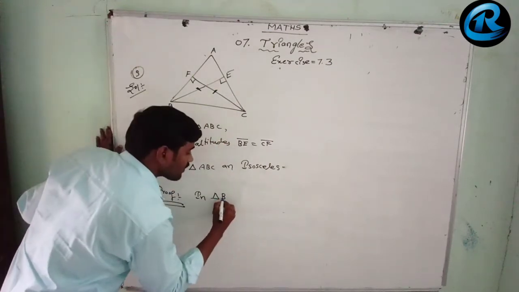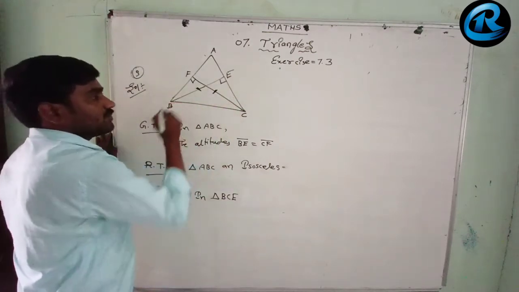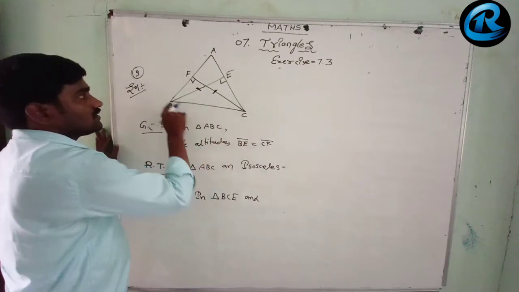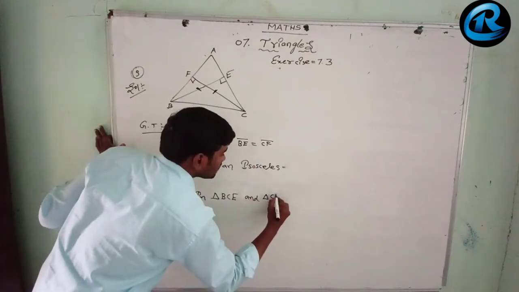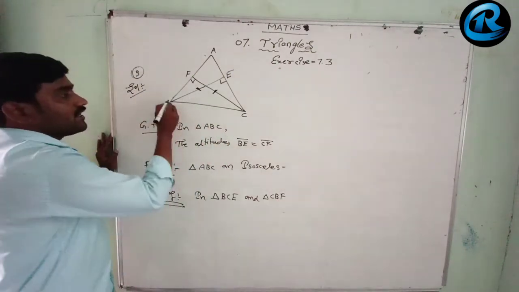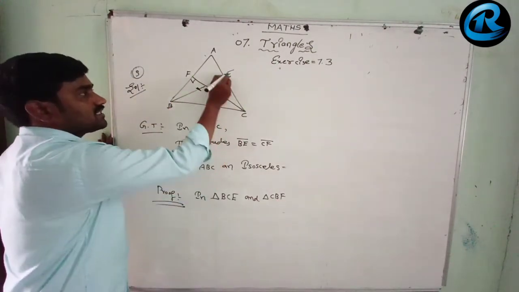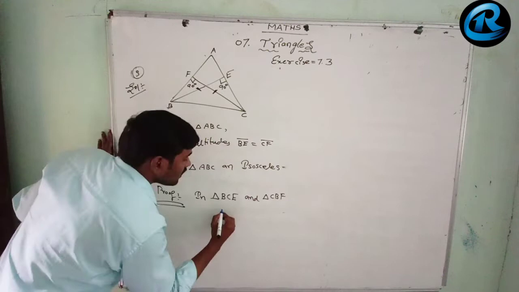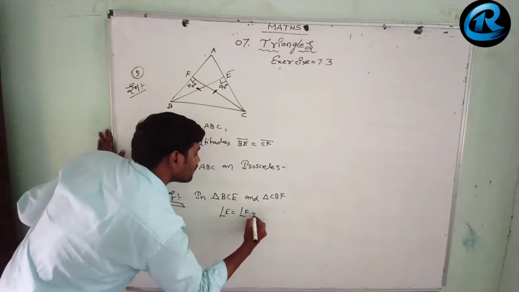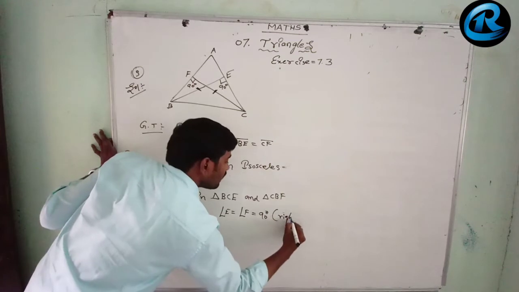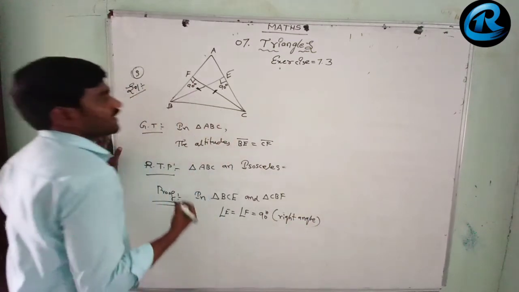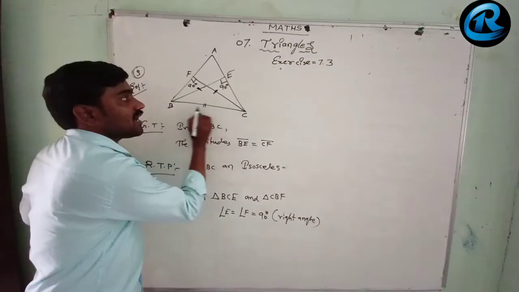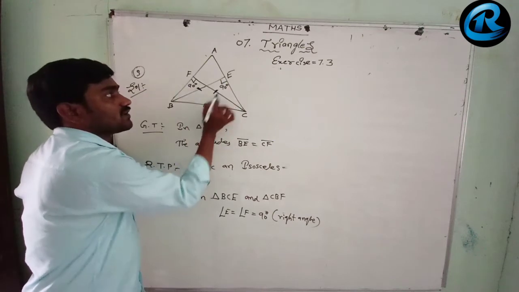BCE is a triangle, and so is CBF. We take these two triangles. In triangle BCE, angle E equals 90 degrees, and in triangle CBF, angle F equals 90 degrees. So angle E equals angle F equals 90 degrees, a right angle. The side opposite the right angle is the hypotenuse. BC is a common side, opposite to the 90 degrees.